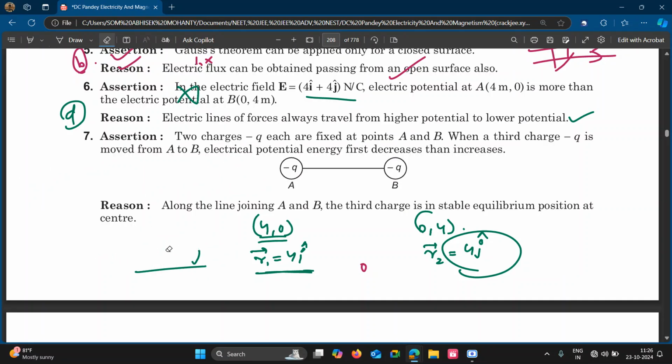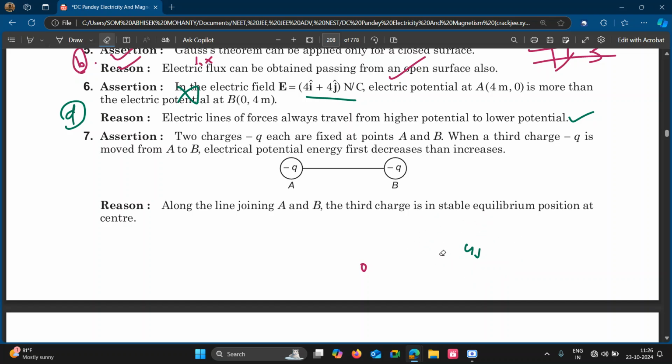Try the next one. Question number 7. You try this one first, then only I will solve it. Please try question number 7.